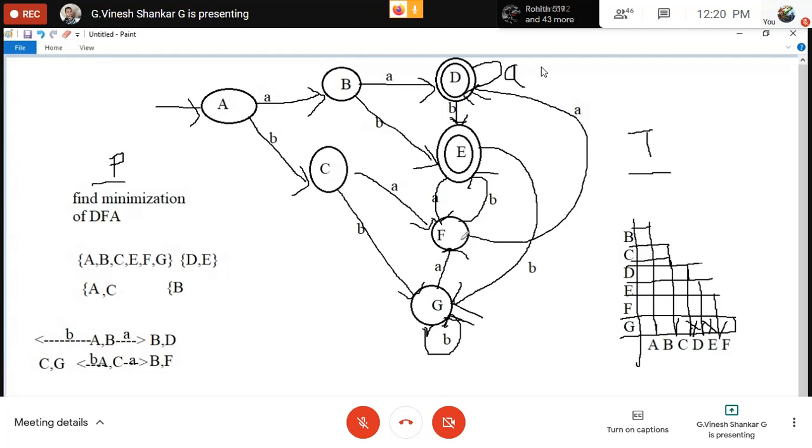If one is final and the other is non-final, you have to check and put a cross mark. If both are finals or both are non-finals, then you should check it with respect to your input symbols A and B. Then you can verify whether you should put a cross mark or a right mark. Cross mark or right mark, that you should decide. And afterwards you can minimize the DFA. Fine.